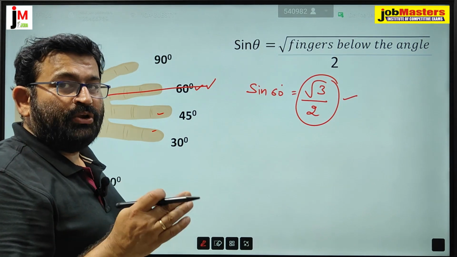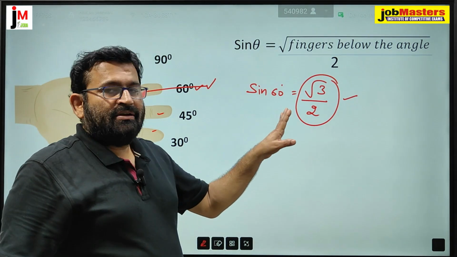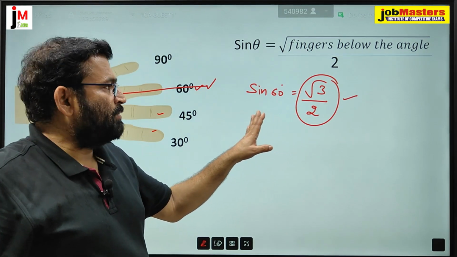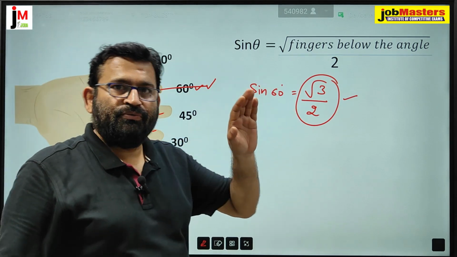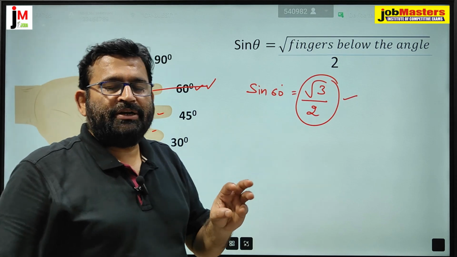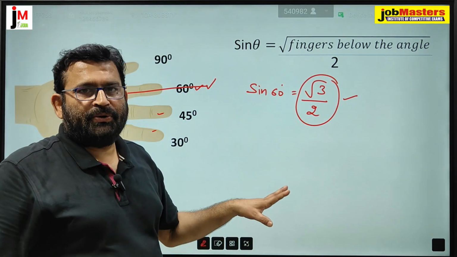You can check all your tables which you have with yourself. So sine 60 is always root 3 by 2, and that is correct. I'm sure that you can check this value with whatever you have. You can check this with your calculators or any gadget. So the answer for sine 60 degrees is root 3 by 2.